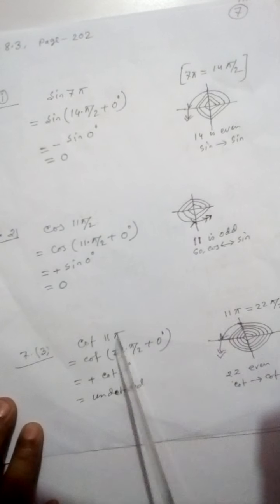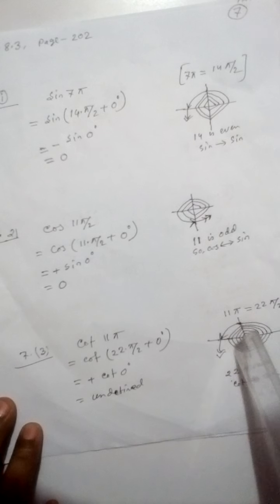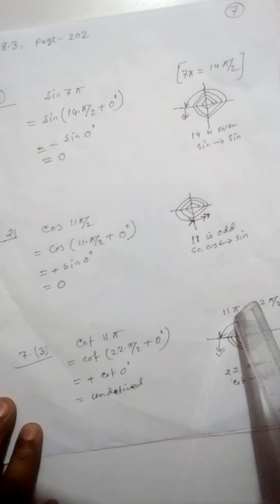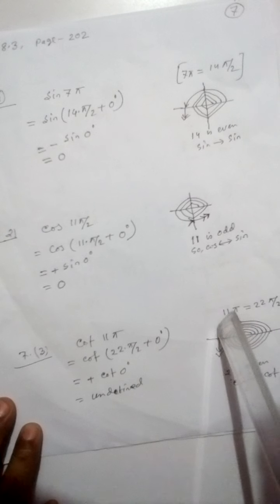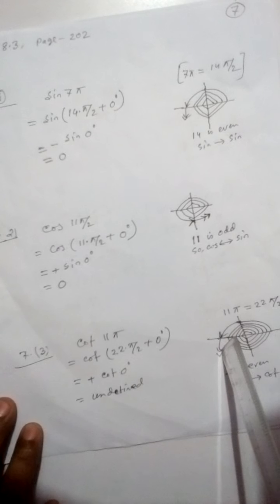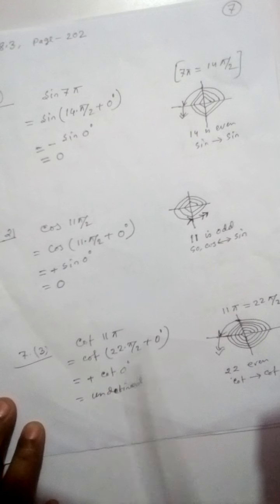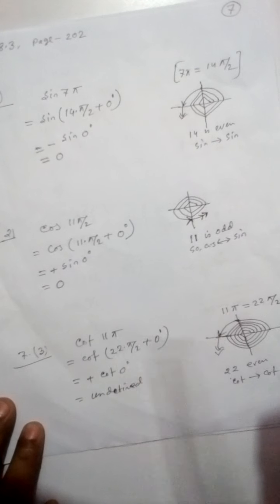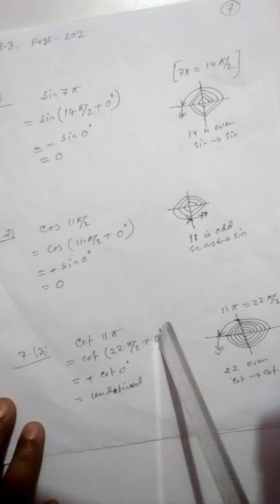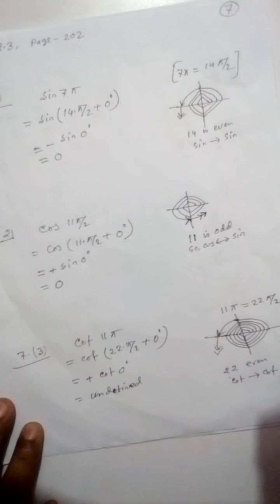First we see which quadrant 22 is in: 1, 2, 3, 4, 5, 6, 7, 8, 9, 10, 11, 12, 13, 14, 15, 16, 17, 18, 19, 20, 21, 22. We see that this attacks the second quadrant, but we use the plus sign here, so it passes through to the third quadrant. In the third quadrant cot is positive, so plus. We see that 22 is an even number, so there is no change, cot remains cot, so cot 0 degree. What is the value of cot 0 degree? Cot 0 degree is undefined.